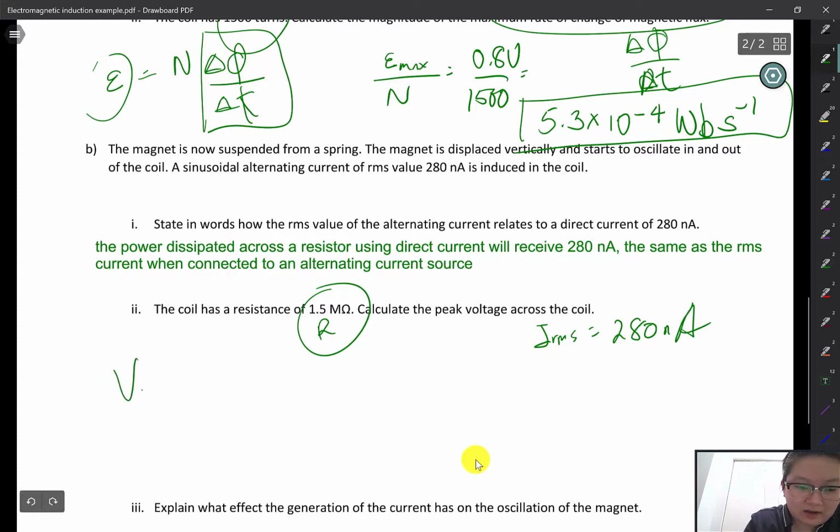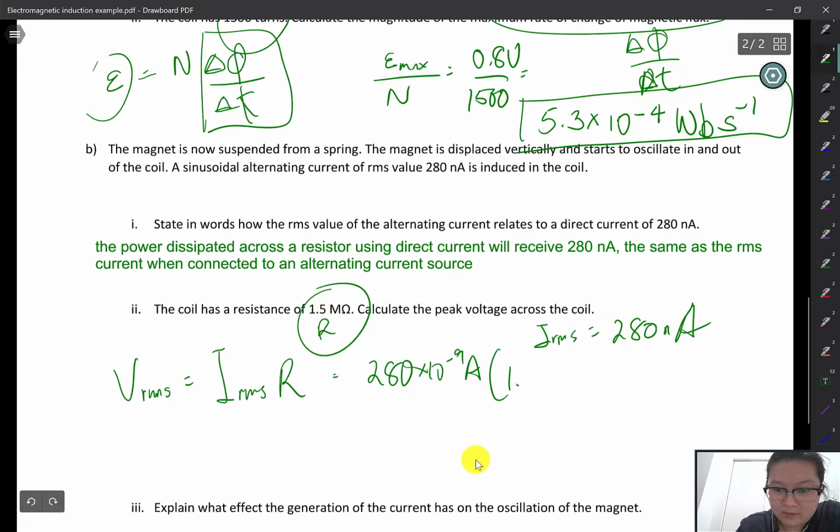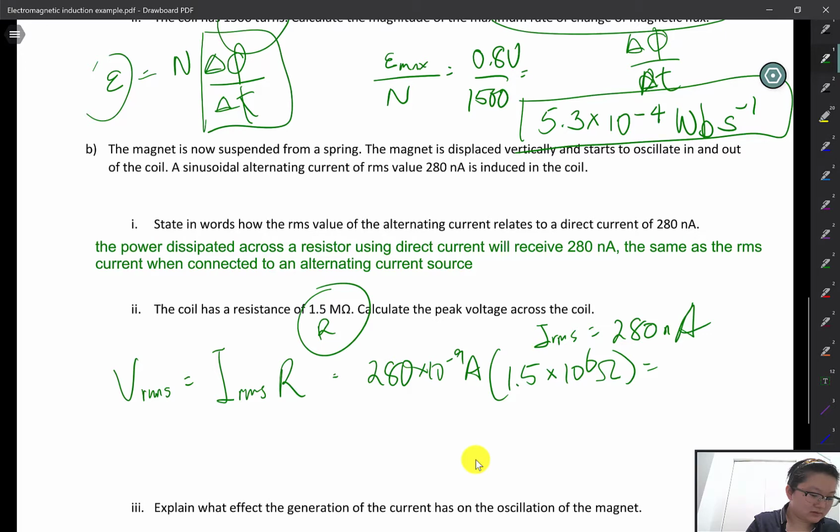So V_RMS, which we can later use to find the peak voltage, is going to be our current, RMS, times the resistance. So 280 times 10 to the power of negative 9 amps, times the resistance, 1.5 times 10 to the power of 6 ohms, is going to give us one hunk of a number. This is 4.2 times 10 to the power of negative 11 volts.